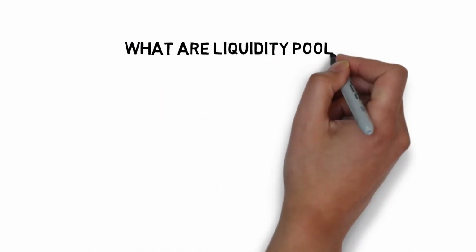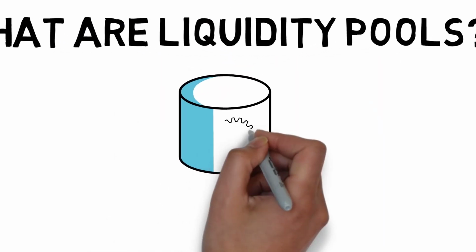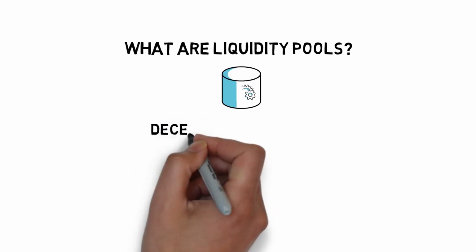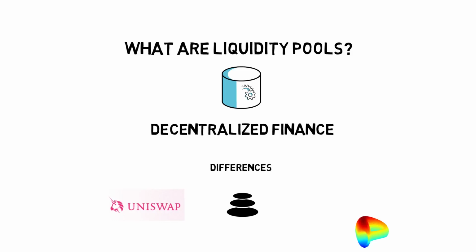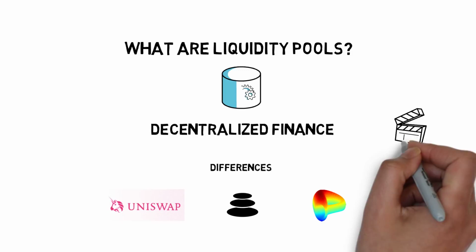So what are liquidity pools? How do they work? And why do we even need them in decentralized finance? Also, what are the differences between liquidity pools across different protocols, such as Uniswap, Balancer, or Curve? We'll be going through all of this in this video.